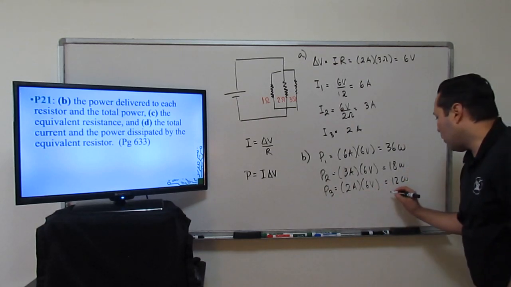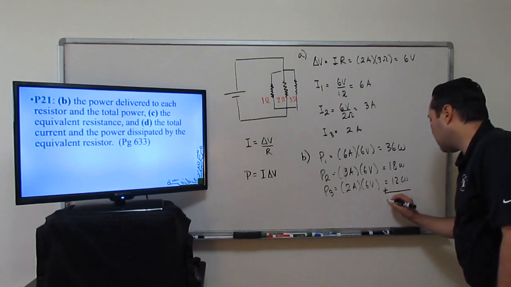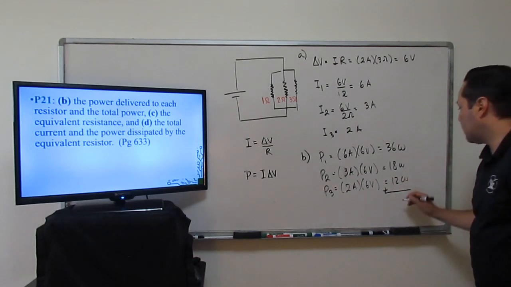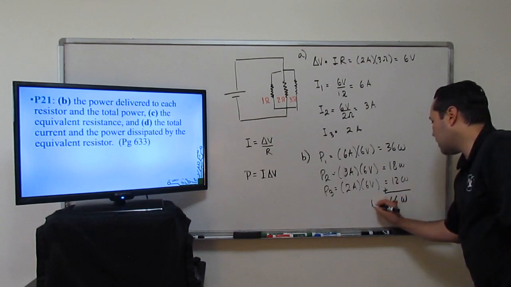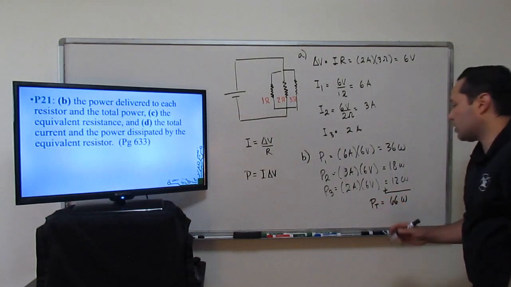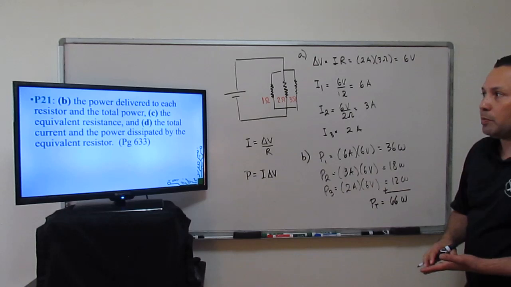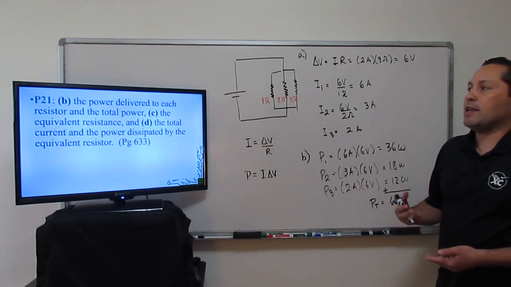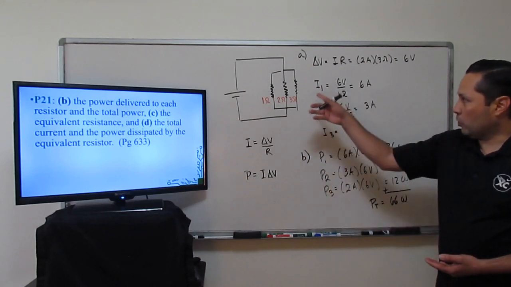Now, the total power, all we've got to do is add them together. That's 66 watts. That is our total power, 66 watts. All right, that's part B. Next, in part C, they ask you to find the equivalent resistance for this setup.